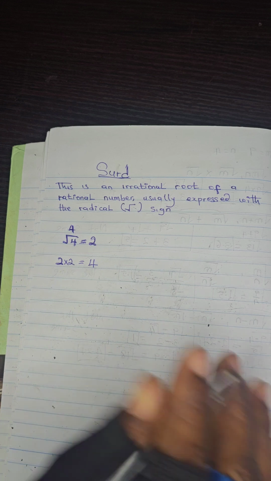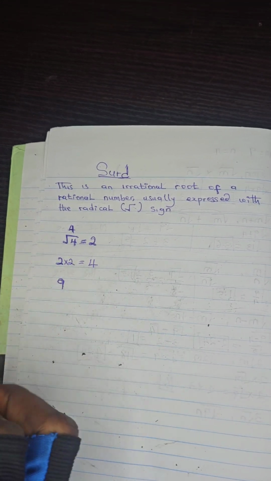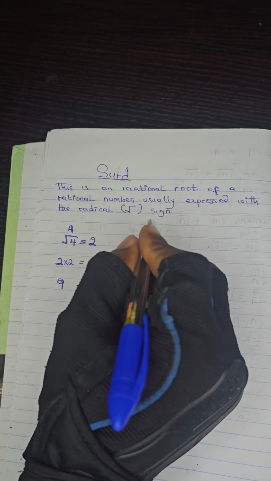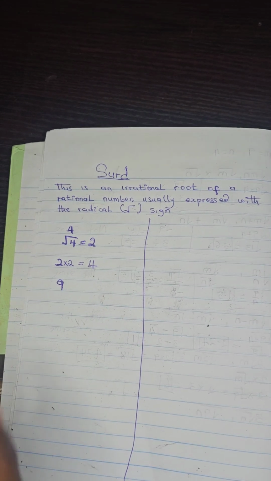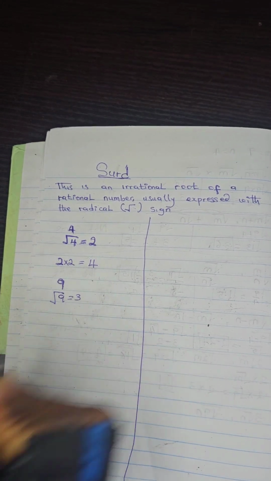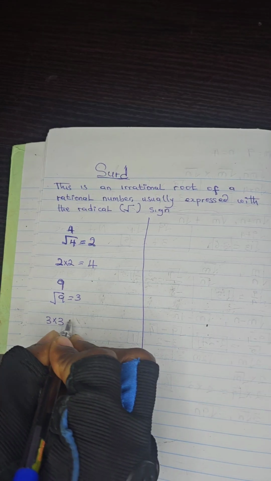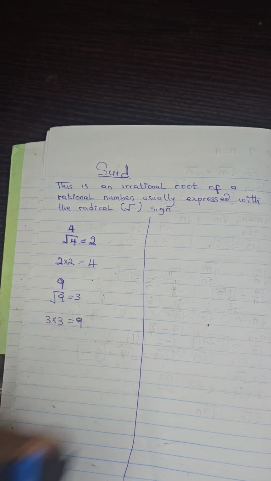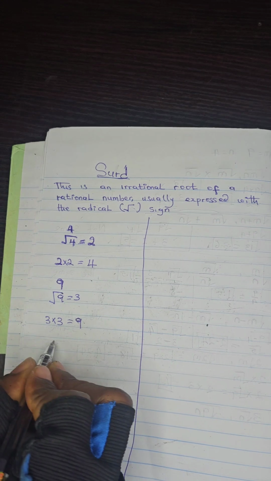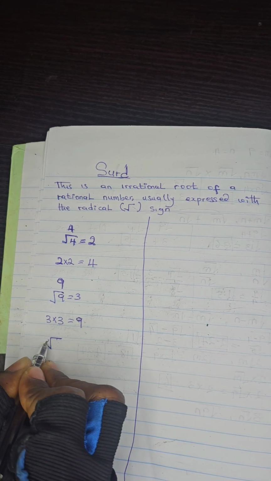On the other hand, let's say we are given 9, and you have been told to find the square root of 9. Let me just draw this line like this. The square root of 9 is 3. What it means is that 3 times 3 is 9. You understand? So when you just see this sign like this, there is a hidden 2 here.